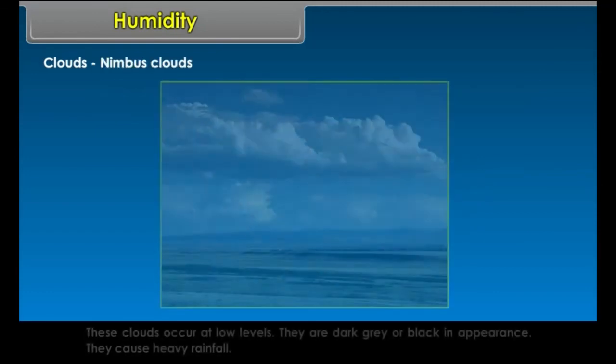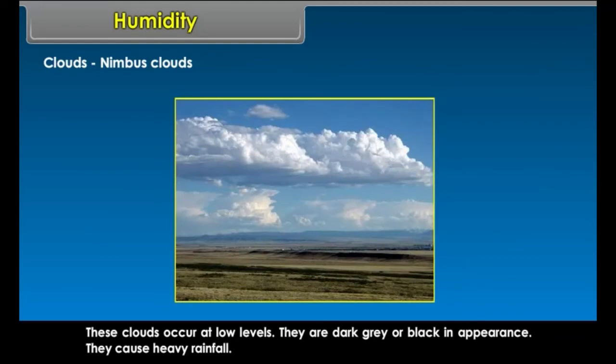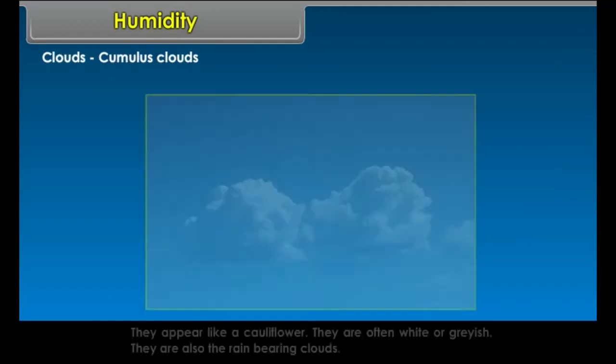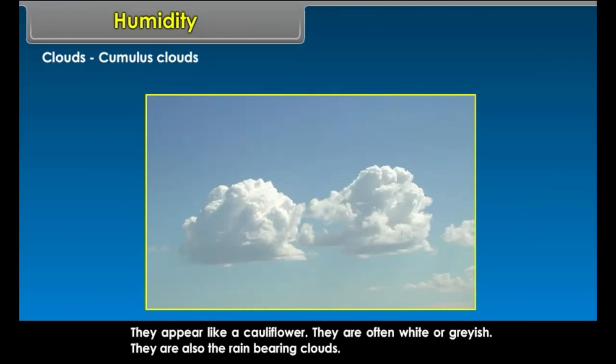Nimbus Clouds. These clouds occur at low levels. They are dark grey or black in appearance. They cause heavy rainfall. Cumulus Clouds. They appear like a cauliflower. They are often white or greyish. They are also the rain-bearing clouds.